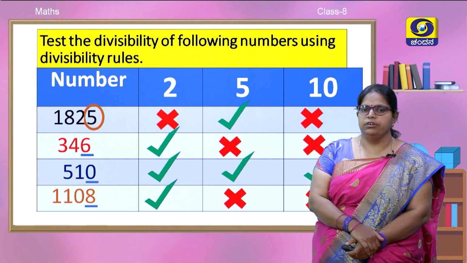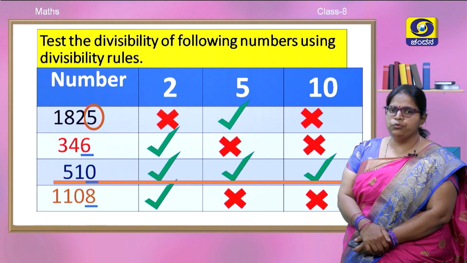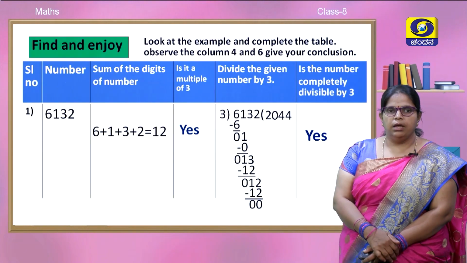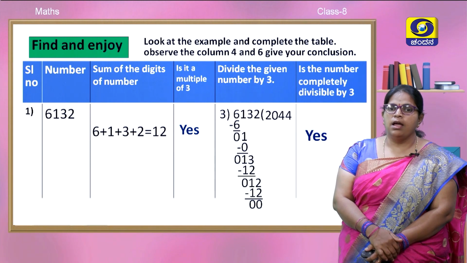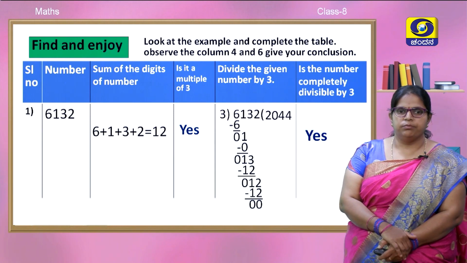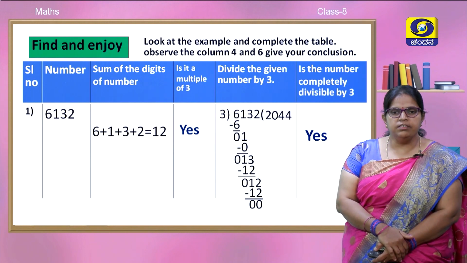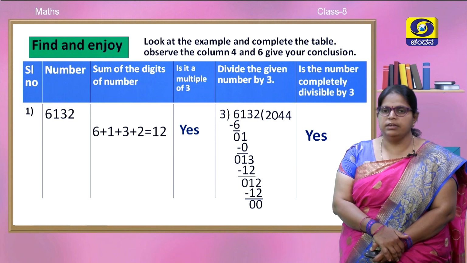Children, observe here the number which is divisible by all the 3, that is 2, 5 and 10, has a 0 in the units place. In previous class, I had given an activity to look at the example and complete the table and give your conclusion. Children, check your answers. First number is 6132. The sum of the digits is 12. It is a multiple of 3 and the number is also divisible by 3.